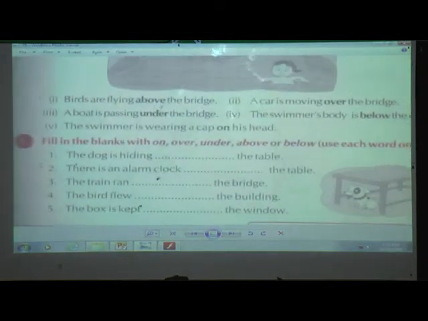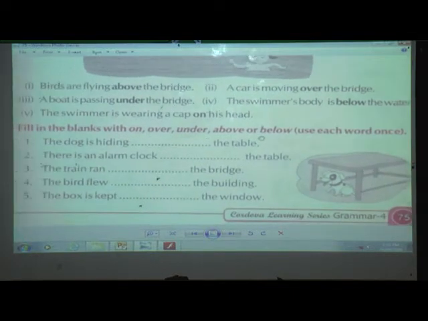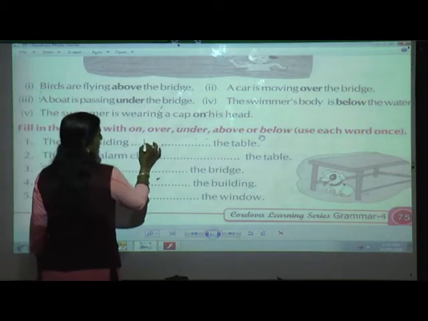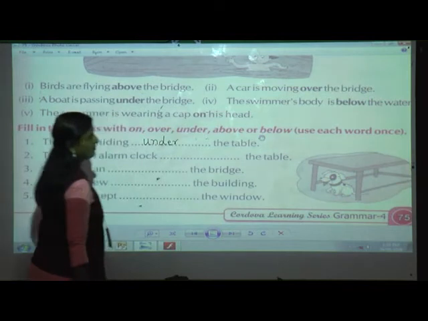Now we are going to use the prepositions on, over, under, above or below, and you have to use each word once. So when you are reading the sentence, you should be able to know which preposition fits, depending on the sentence. Now the dog is hiding. Can you see the dog? Where is it? Yes, it is under the table. So write there under.